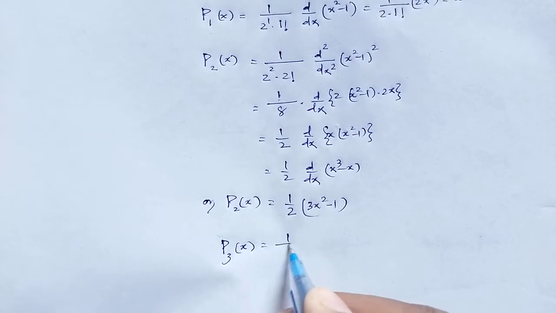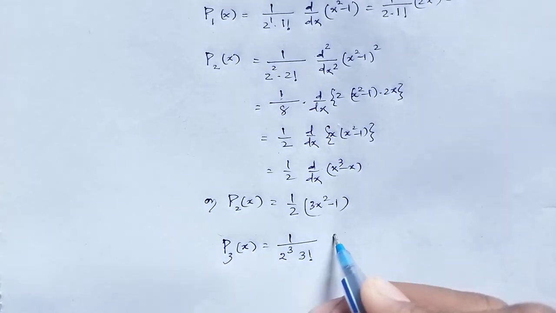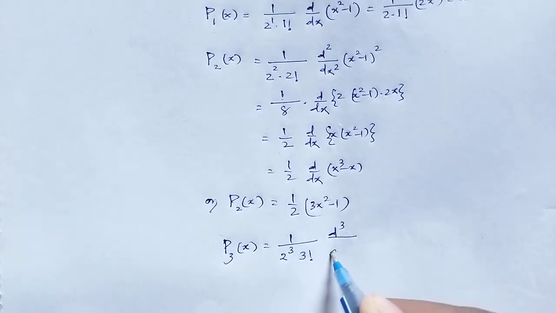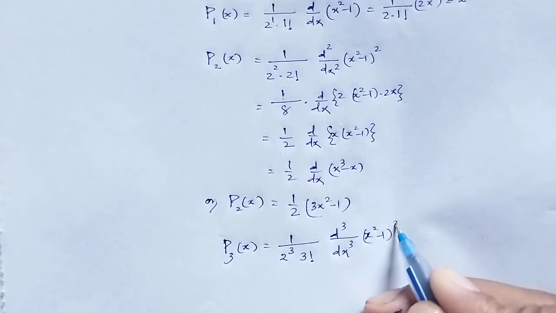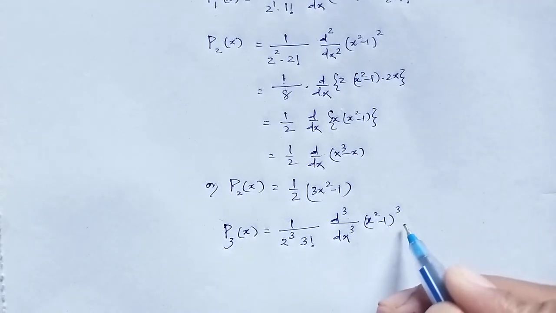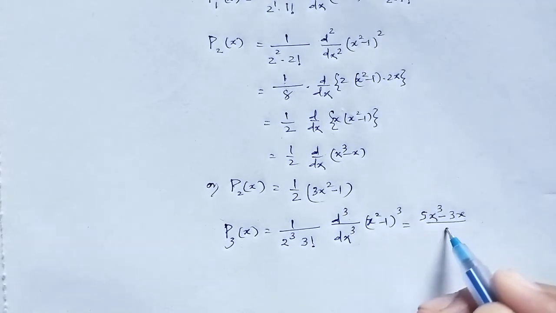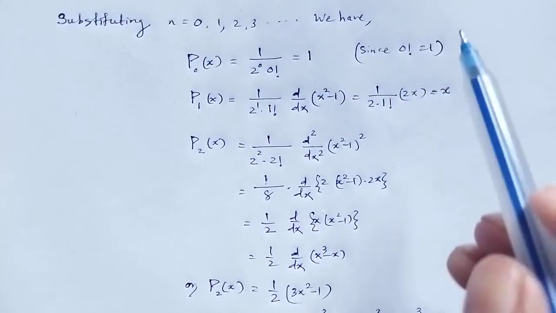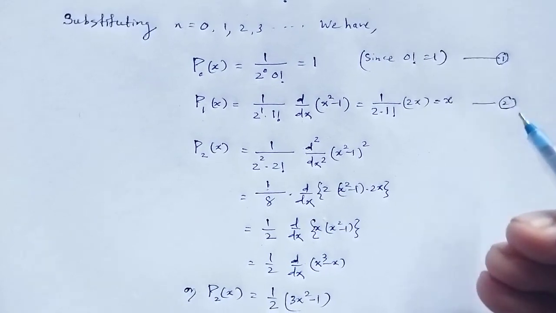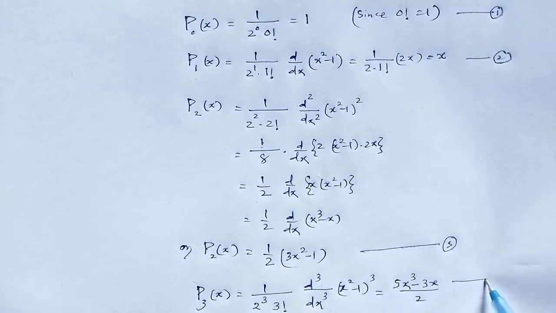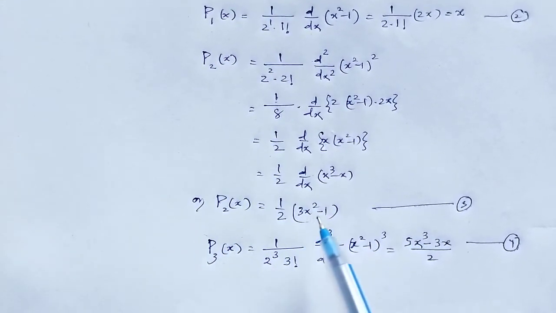Then P3x will be 1 by 2 cube into 3 factorial d cube by dx cube of x square minus 1 whole cube, that value will be 5x cube minus 3x divided by 2. Here I take it as equation 1, equation 2, equation 3 and equation 4, that is P0x, P1x, P2x, P3x.